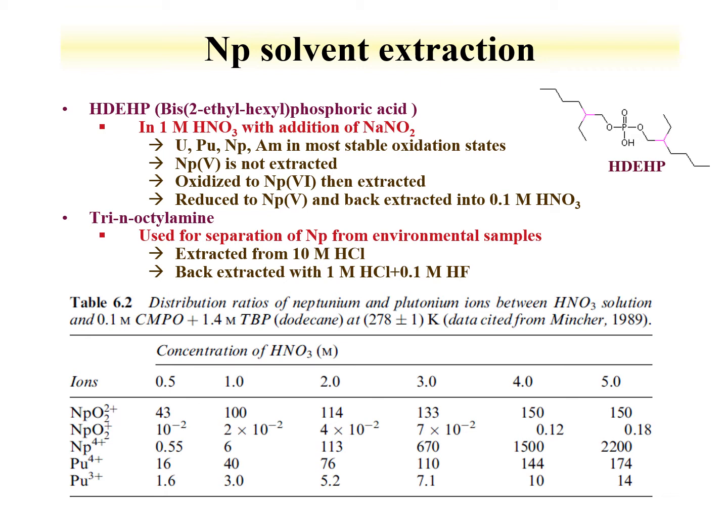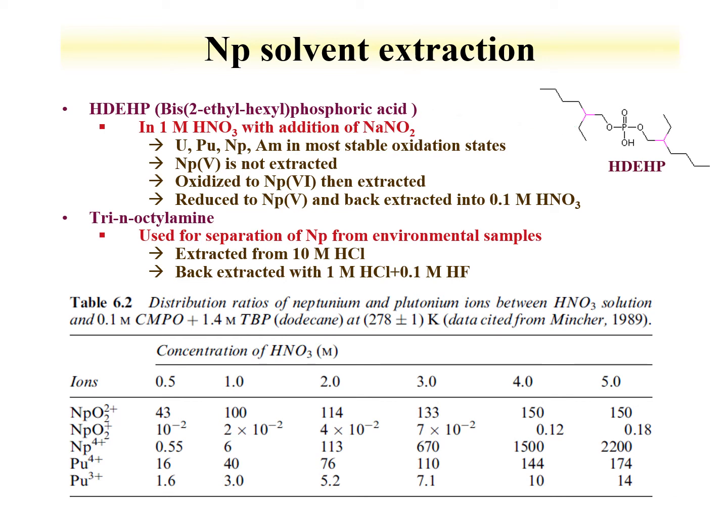Other neptunium solvent extractions include the use of HDEHP, which is the molecule shown here. This is also part of processing for actinides. In this case, with 1 molar nitric acid with the addition of sodium nitrite, the uranium, plutonium, neptunium, and americium go into the most stable oxidation states. In this case, neptunium-5 is not extracted. So we get oxidized material, we can extract, and then if neptunium is reduced back to the 5, it can be back extracted into 1 molar nitric acid.